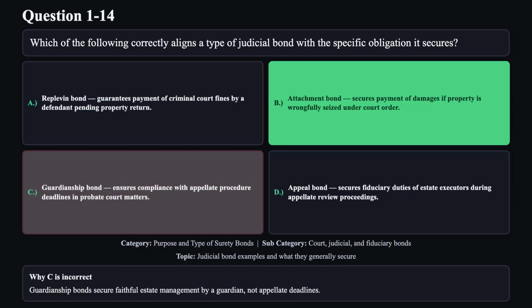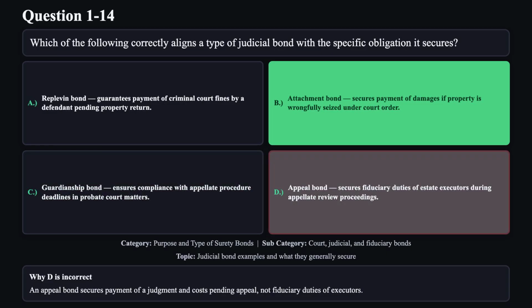Reason C is not correct. Guardianship bonds secure faithful estate management by a guardian, not appellate deadlines. Reason D is not correct. An appeal bond secures payment of a judgment and costs pending appeal, not fiduciary duties of executors.